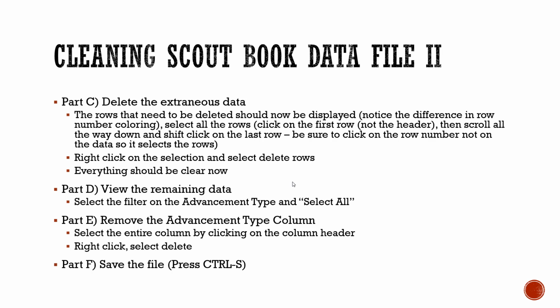And what that's going to do is it's going to get rid of everything that are these requirements that aren't the actual completion. And then we go and view the remaining data, select all. We're going to then go ahead and remove that advancement type column because, again, it doesn't show up in an advancement. And then we save the file and we'll be ready to go.